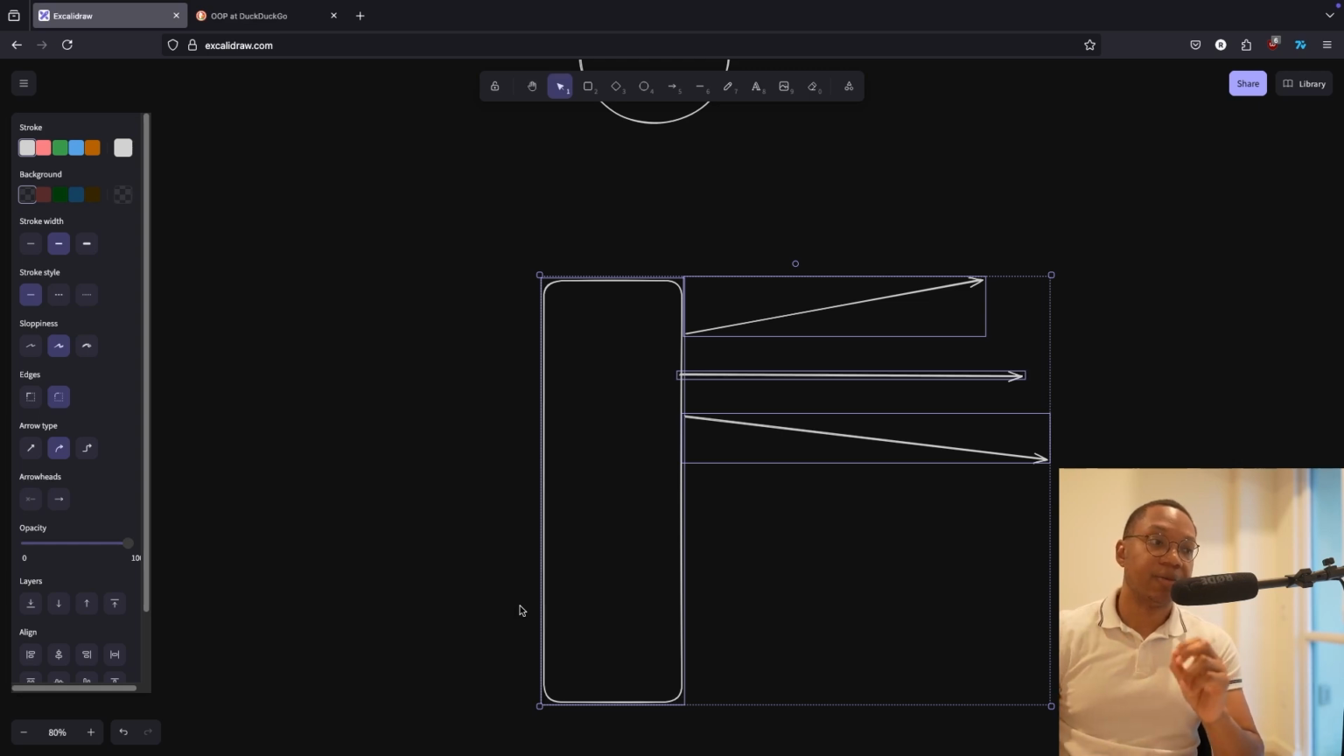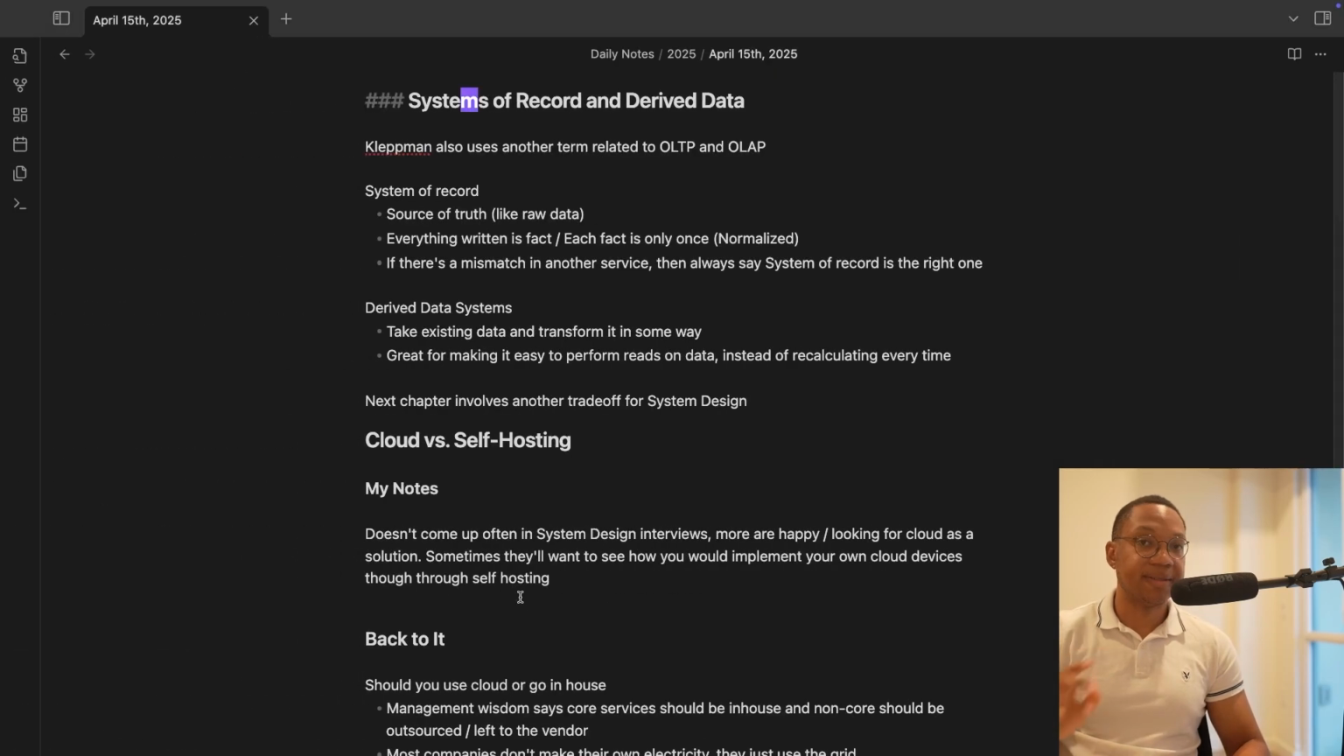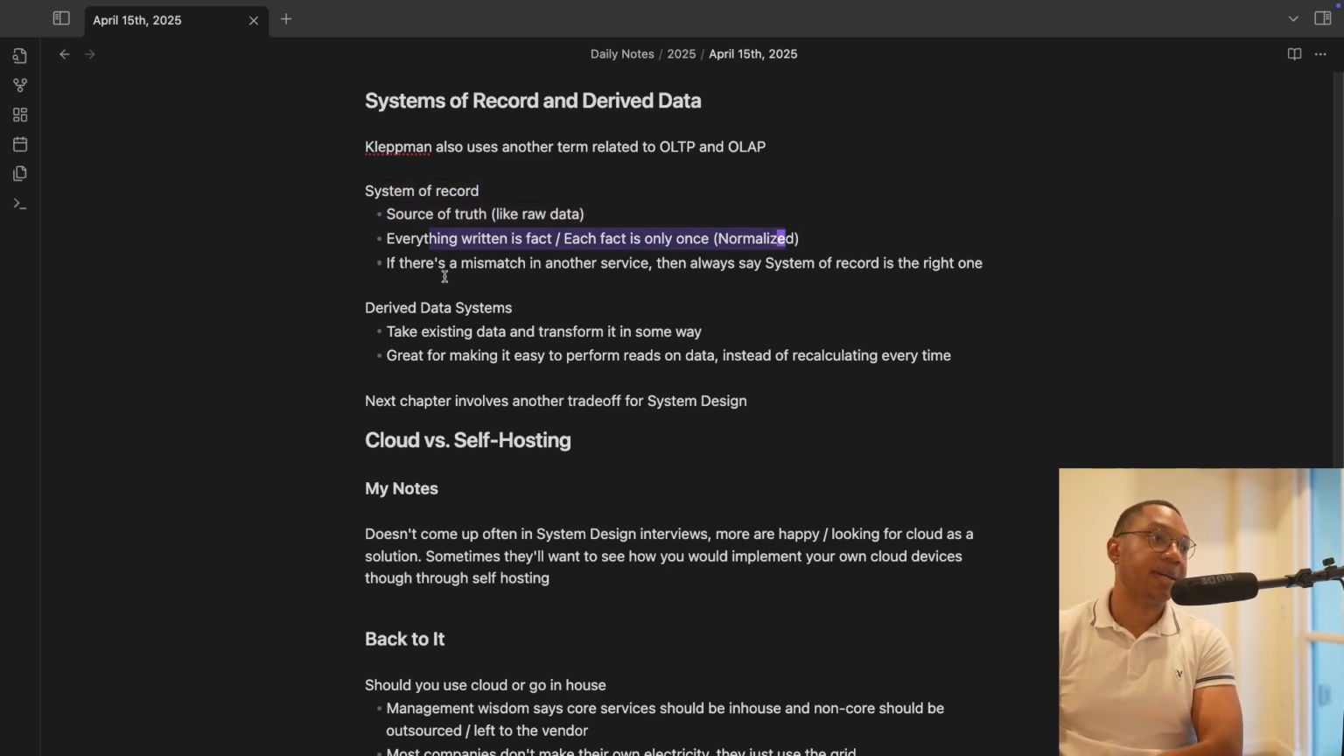This is the cool thing about system design, that there are a lot of related concepts. This idea of system of record and derived data applies to the data lake, and it also transfers over into some other areas. So it's useful to know these rules, because they pivot over into other ones. The system of record has some raw data. Everything's written. Each fact is normalized, each fact is only there once. There are no mismatches. The system of record is the correct data. Then derived systems take data and change it into a different form. This makes it great for reading data instead of recalculating every time.